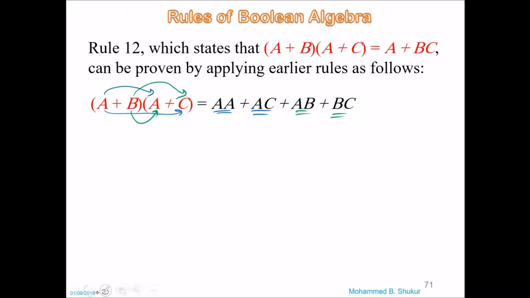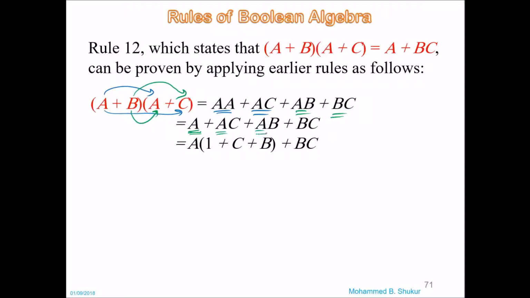Then the next step, we know a and a equals a, we only take one a, and I write down the rest of the equation. After that, I can take a as a common factor from the first, the second, and the third term. Okay, so from the first term I have 1, from the second term I have c, from the third term I have b, and then I write down the rest of the equation. Because I have OR gate and 1, the output equals 1.